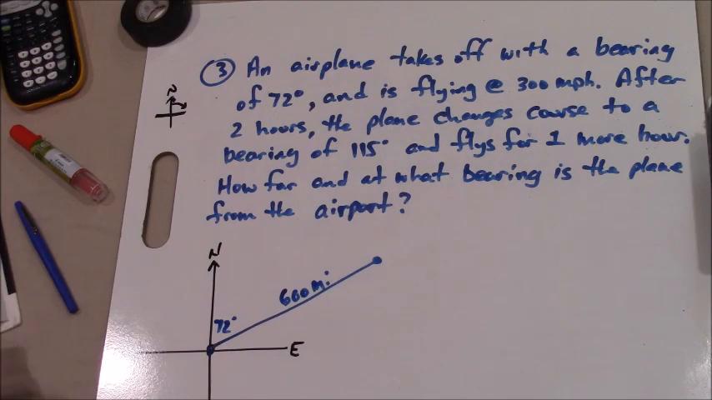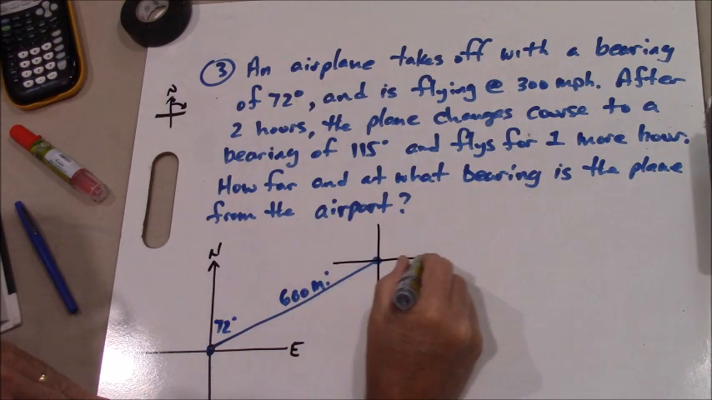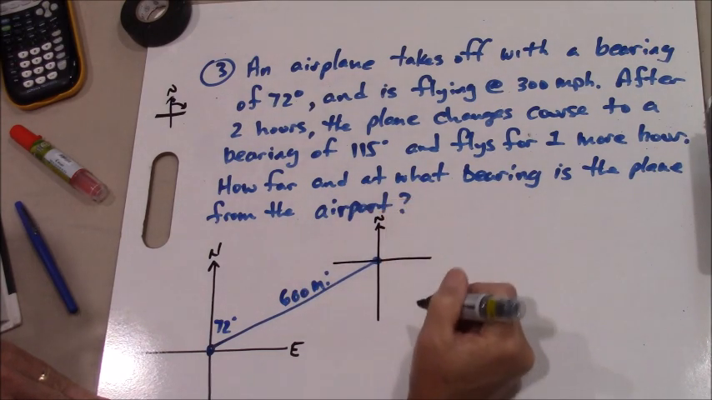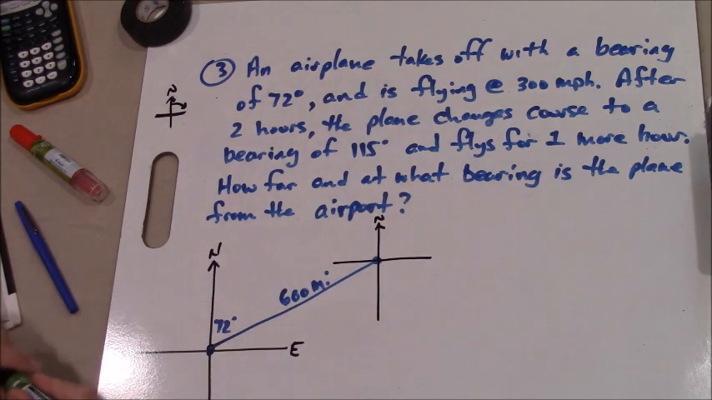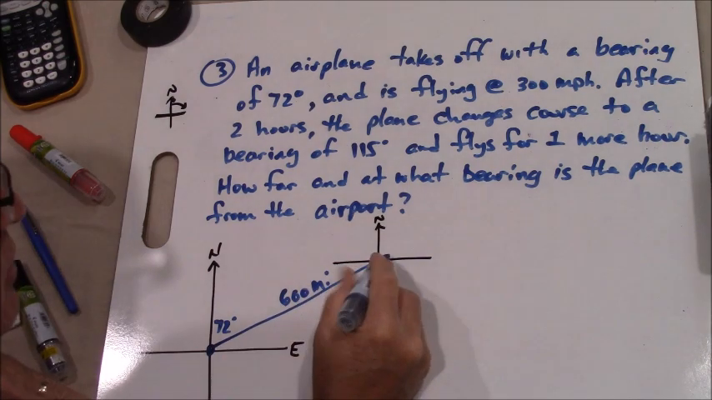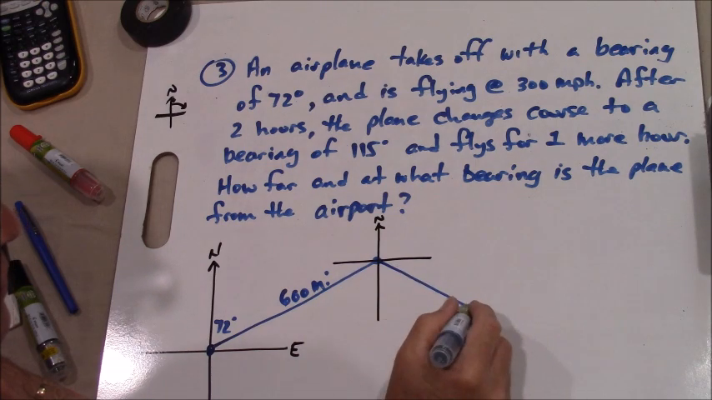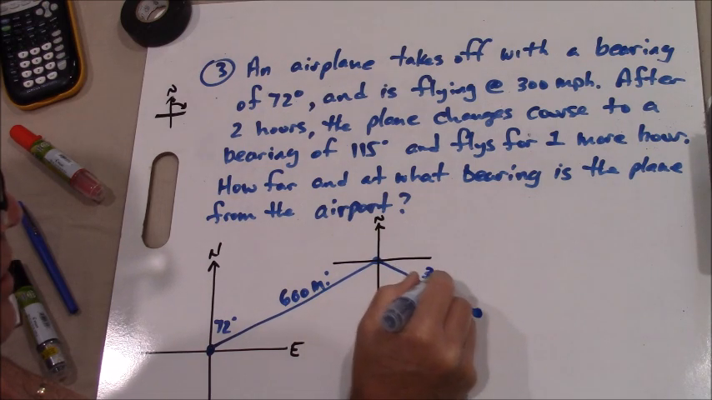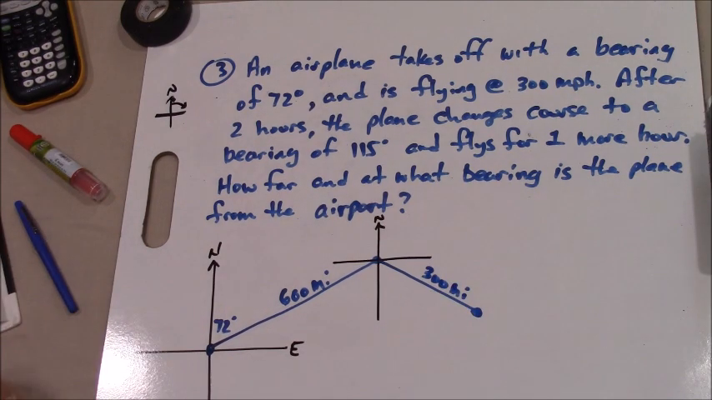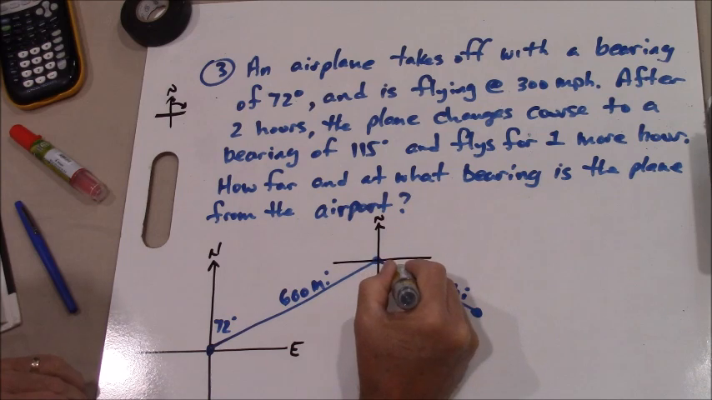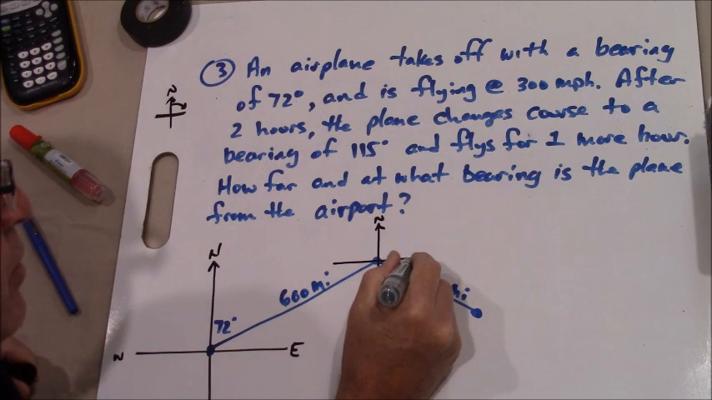It then changes course. So let me draw another compass. Here's north to 115 degrees. So there's 90, I gotta go a little bit past that. And so the plane is now going to go this direction for 1 more hour, so 300 miles. So if this was 115 degrees from here, 115 minus 90, that would make this 25 degrees right there.